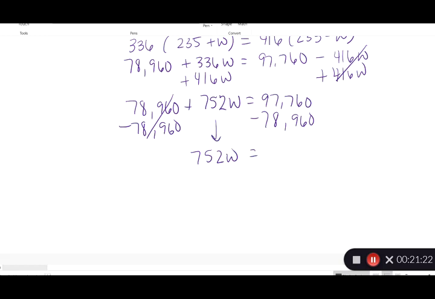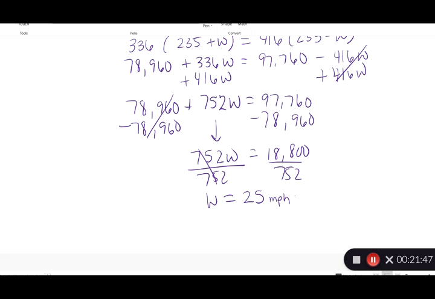752w equals 18,800. Divide both sides by 752. So w equals 25. Now I want you to think about this. Does this answer make sense? Well, first of all, what am I talking about? I'm talking about a wind speed. Then yes, 25 miles per hour for a wind speed does make sense. This is a reasonable answer.